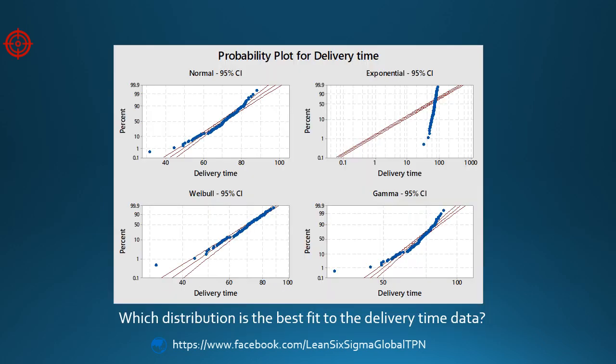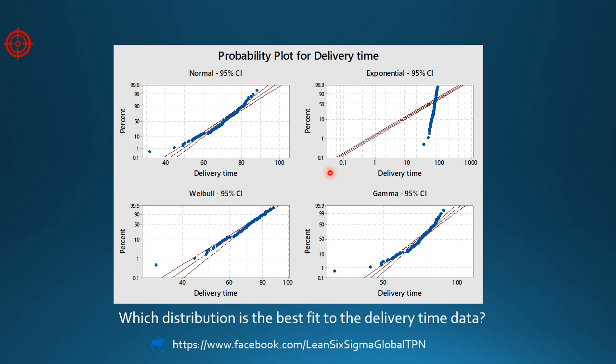As discussed earlier in this chapter, the fitted line represents the assumed distribution. The dots are the individual data values. If the individual data values follow the straight line, then that's a good indication that the distribution fits our data. So, which of these models seems to be a good choice for the delivery data?